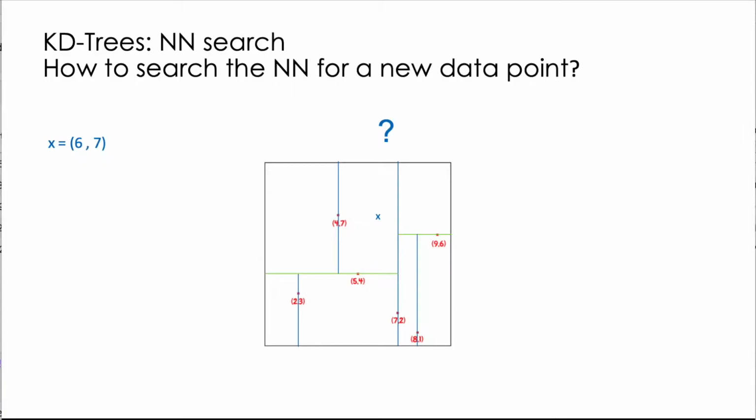After we have built the KD tree, how do we actually search for the nearest neighbor for a new data point? In other words, how do we use the tree? Imagine we have the same KD tree we built previously, and we want to find the nearest neighbor of the data point 6,7, which is located here.